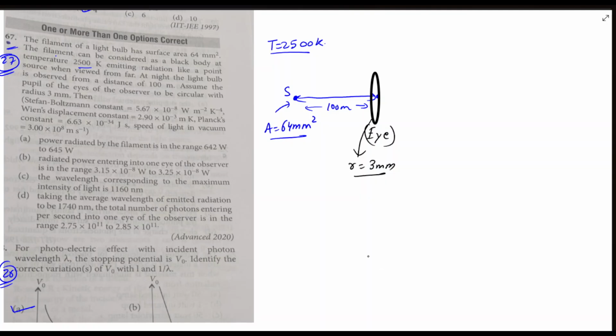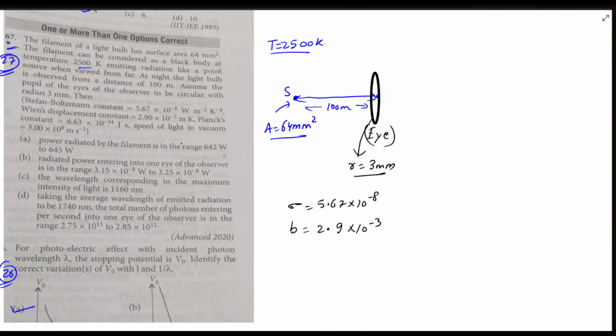Okay. Now we have been given Stefan-Boltzmann constant, which is sigma, so sigma is given, which is 5.67 into 10 raised to power minus 8. And this is Wien's constant, so B is given as 2.9 into 10 raised to power minus 3. Perfect. So in this question, let's find. Planck's constant is also given and speed of light is also given.